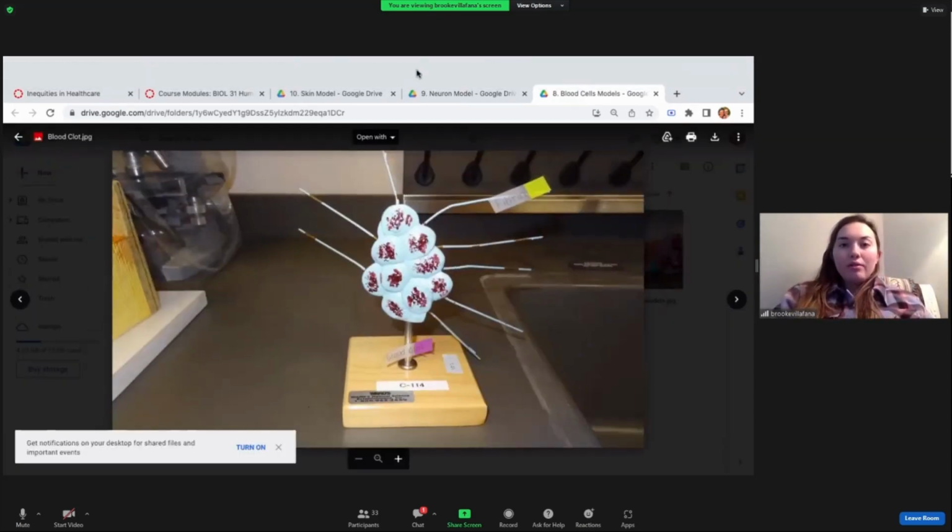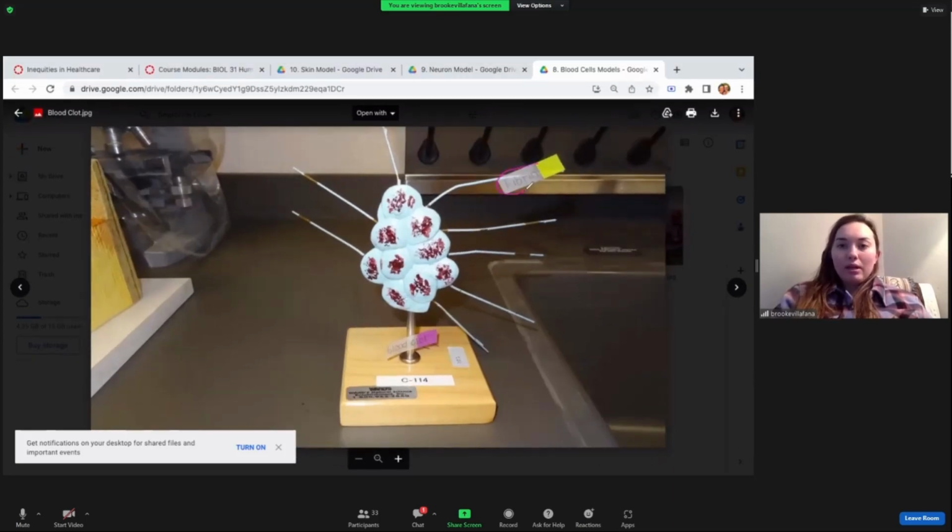For blood clot, the fibrin is already labeled for you. Fibrin are these like hair-like strands, and then we have our thrombocytes or platelets. And those are the only two things that you need to know. So thrombocytes are also called platelets. Fibrin are these little strands, and then the entire structure would be a thrombosis, which is also called a blood clot.